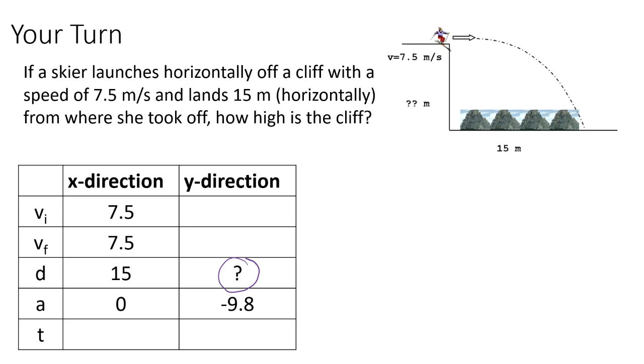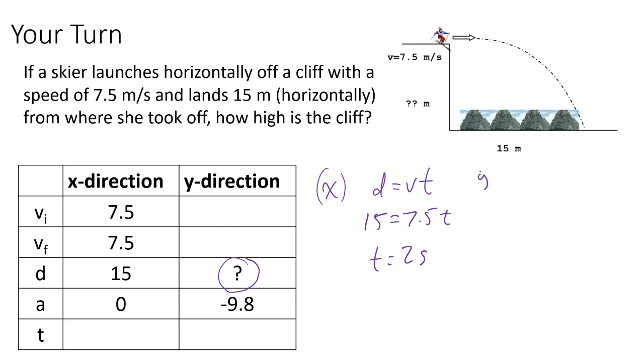Okay, and here's what I would do for my solution. I'd look in the x direction. My displacement is equal to velocity times time. So my displacement in the x is going to be 15, and velocity in the x direction is 7.5. If we plug and chug for that, our time is going to be 2 seconds.